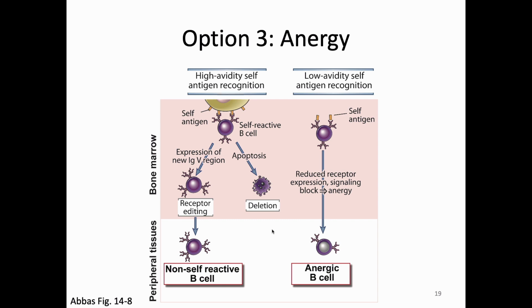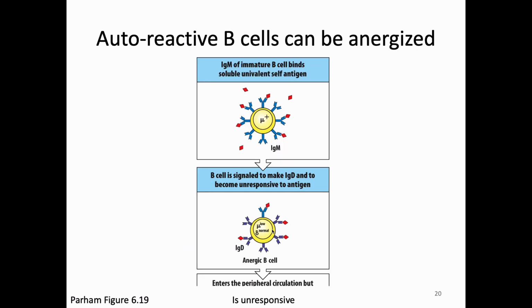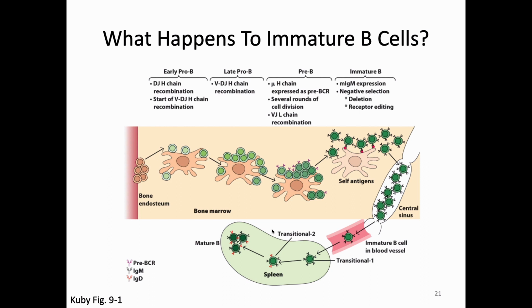Okay, so that's our anergy. So now we can talk a little bit more about that successful B cell, and what's going on with that successful B cell. If that B cell gets to the point where it is making a successful heavy and light chain, and it's not autoreactive, now it finally is going to be able to leave the bone marrow. And when that cell leaves the bone marrow, it now gets to be called a mature B cell.